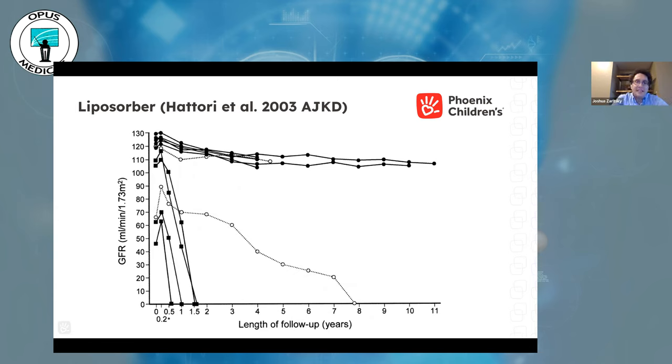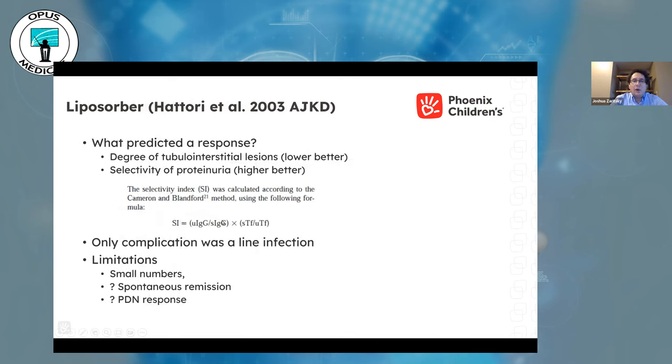What about the patients that did not respond? Well, those 4 patients, unfortunately, all went on to end-stage renal disease, which is not surprising. So what predicted a response? Once again, we're left with this idea that it's an empiric treatment. There's really nothing that predicted a response. We did see that the fewer tubulointerstitial lesions you had on biopsy, the better you responded, but that made sense, right? Because you had less scarring, you had more kidney to work with. There was this selectivity of proteinuria, which we really don't follow anymore. They had one complication, a line infection.